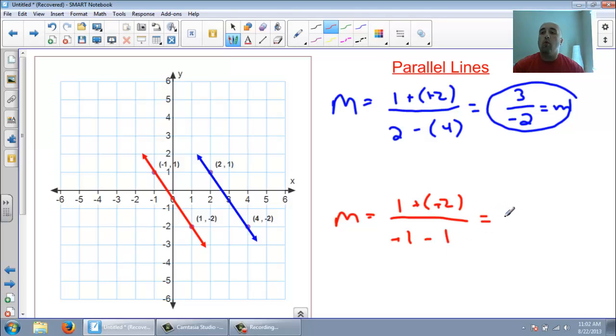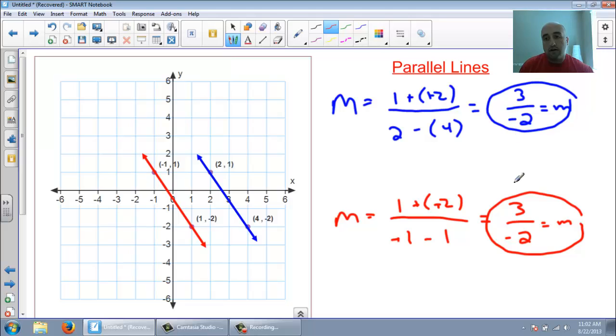So what do we notice about parallel lines? As you can tell, their slopes are the same. So very important. Parallel lines, slopes are equal. Very important. Slopes are equal in parallel lines. And that works for all parallel lines no matter where they're located.